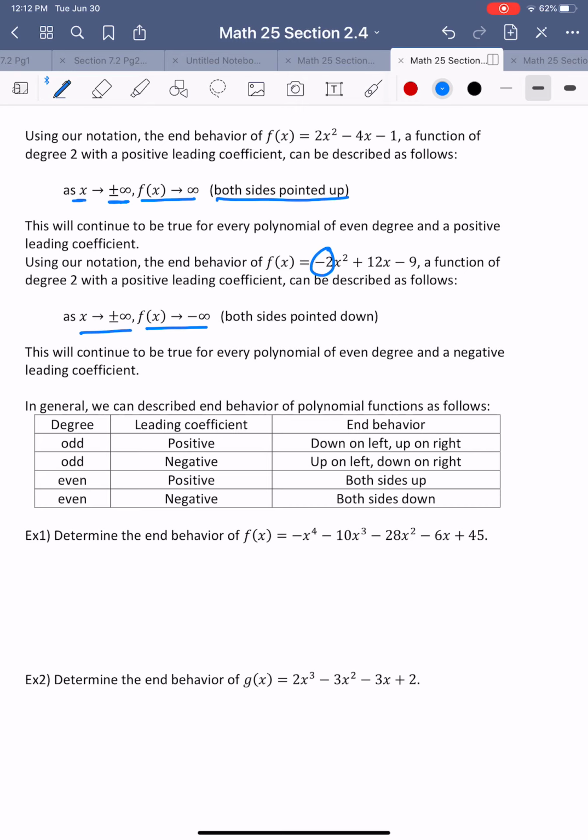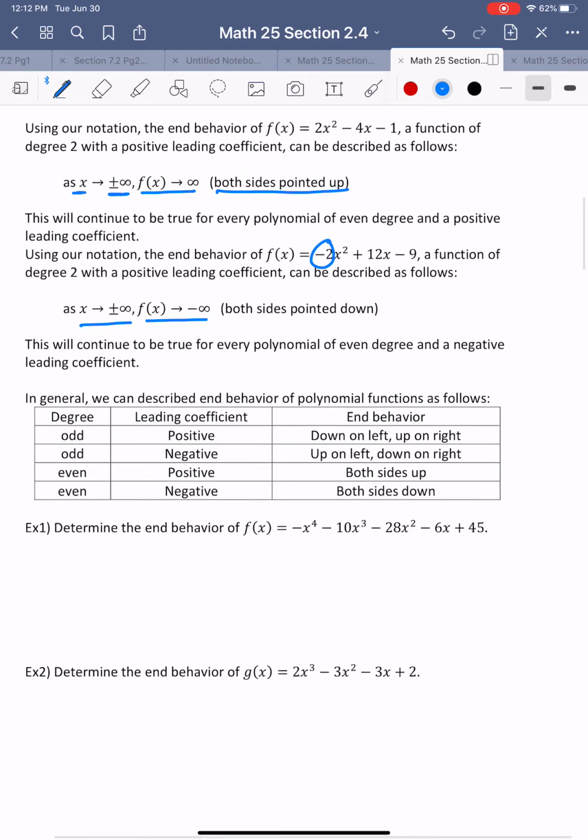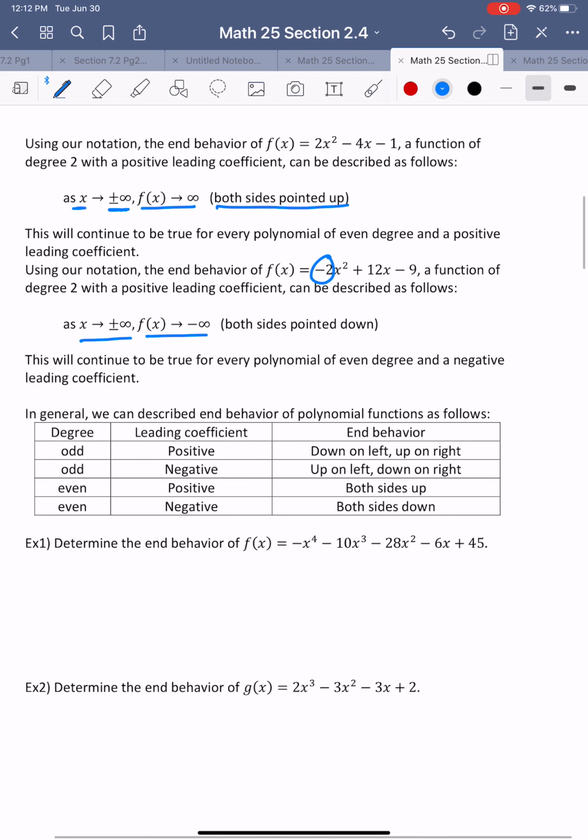So in general, we can describe the end behavior of a polynomial function as follows. The degree is odd or even, and the leading coefficient is a sub n. If that is positive, the graph is going to take this form.